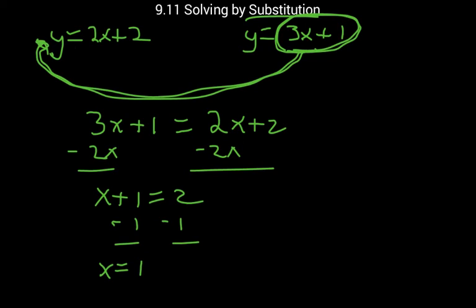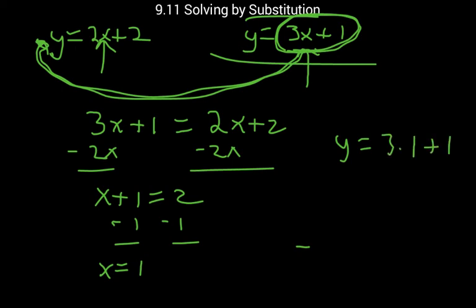Now if x equals 1, I can put 1 here or here to see what y is when x is 1. So I'm going to take this equation. If y equals 3x plus 1 and x is 1, just put 3 times 1 plus 1. So x is 1 right here. This was the value for x. So then I'm going to calculate it. This would be 3 plus 1, so y is 4, which means when x is 1, y is 4. So the solution is 1, 4. This would be the value for x, and this is the value for y.